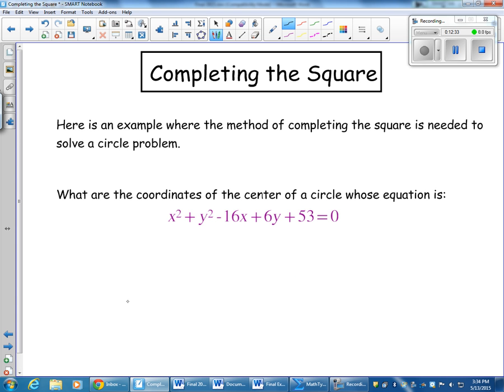Last page. So here's an example of a problem that could show up and doesn't quite come out to say using the method of completing the square to solve. You're given a circle in this form. You need to know where the center is. So you need it in x minus h quantity squared plus y minus k quantity squared equals r squared, because hk is the center and r is the radius. So that's why it's important to learn this.